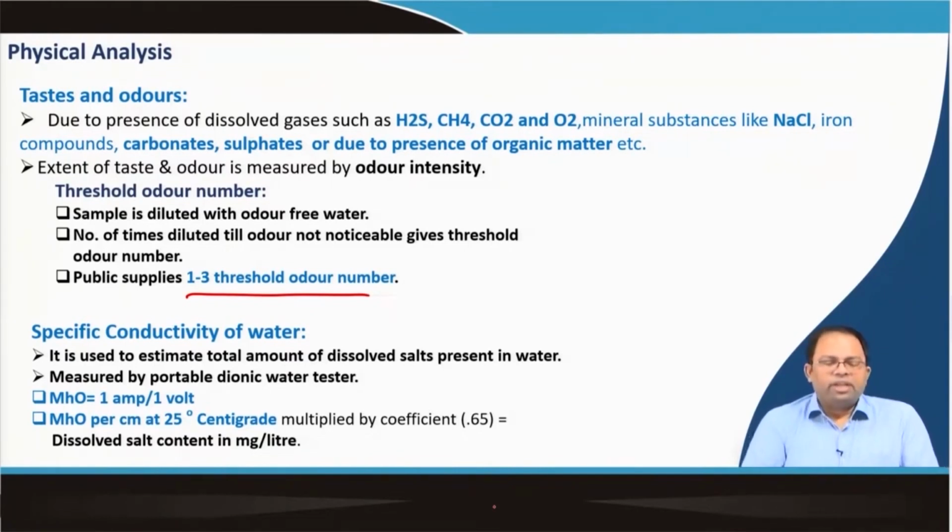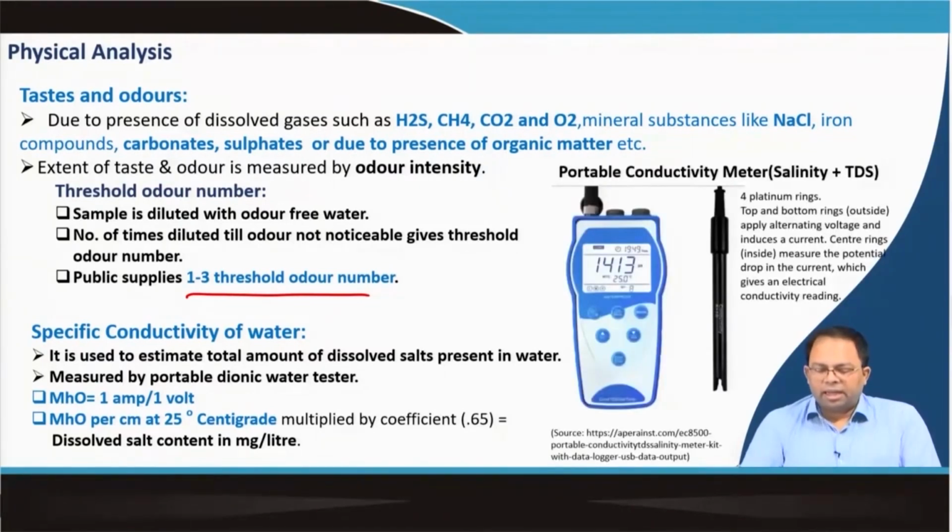So, that is why we need to measure this, the specific conductivity of water. Over here you can see this portable conductivity meter, where we can test both salinity, and TDS could also be measured in this one. Here, 4 platinum rings are used in this particular unit. So, this is basically the meter, the interpreter of the results, but this is where the actual testing takes place.